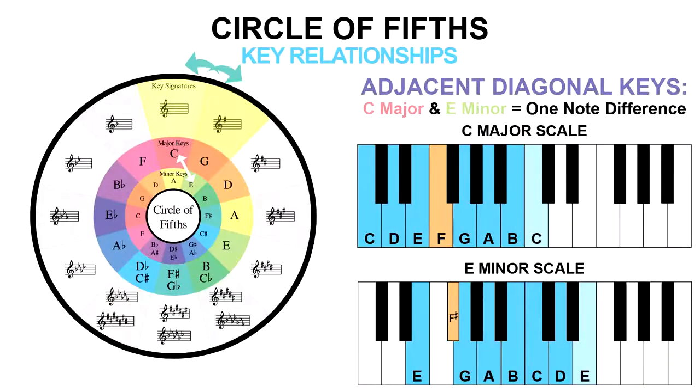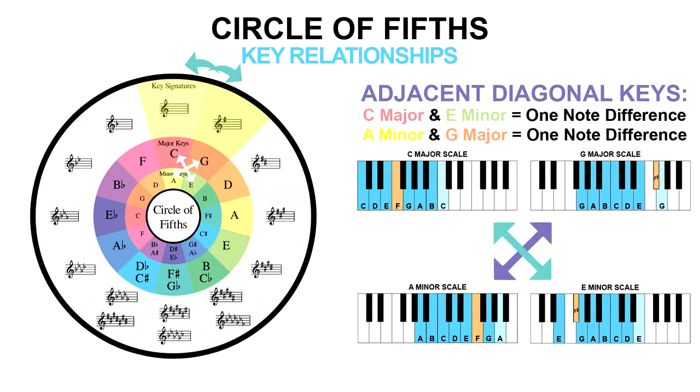So for example, the C major scale is C, D, E, F, G, A, B, and C. And then the E minor scale is E, F sharp, G, A, B, C, D, and E. Notice they share six of the same notes with one difference, F versus F sharp, the same way that C major and G major share six of the same notes with one difference, F versus F sharp. This is because E minor is the relative minor of G major. Remember, if the keys are relative, that means all their notes are the same.